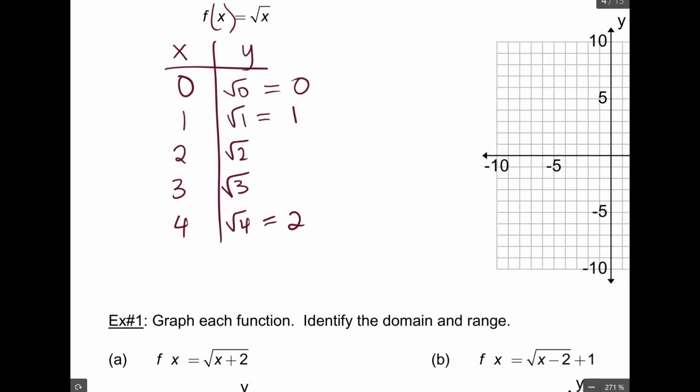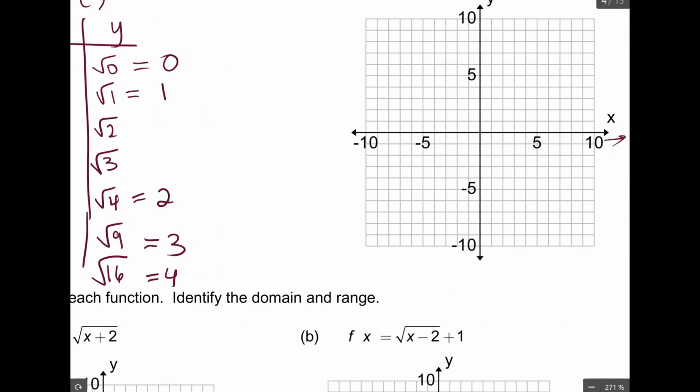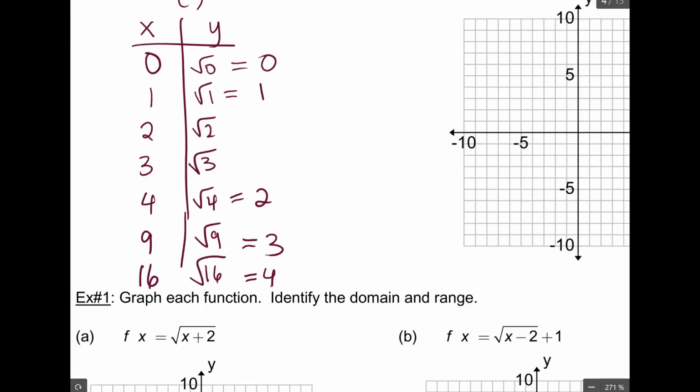Interesting, so we have 1 squared is 1, 2 squared is 4. What number is going to give me 3? 3 squared is 9. So if I put in 9, the square root is 3. Well, let's think about 4. What would give me a height of 4, a y value of 4? Well, what is 4 squared? 16. But unfortunately, 16 as an x is way off over here. We're not going to plot that.